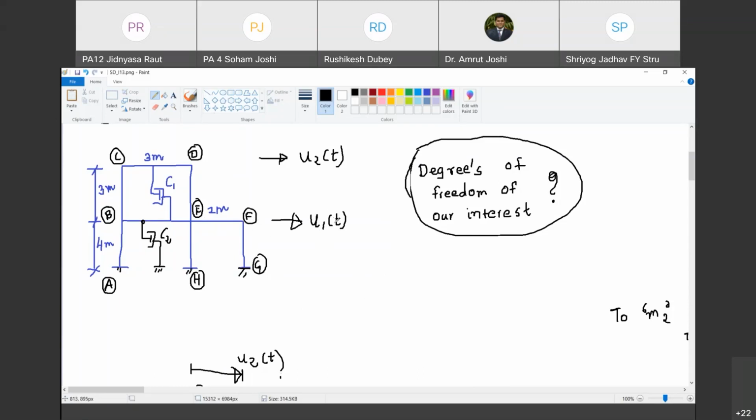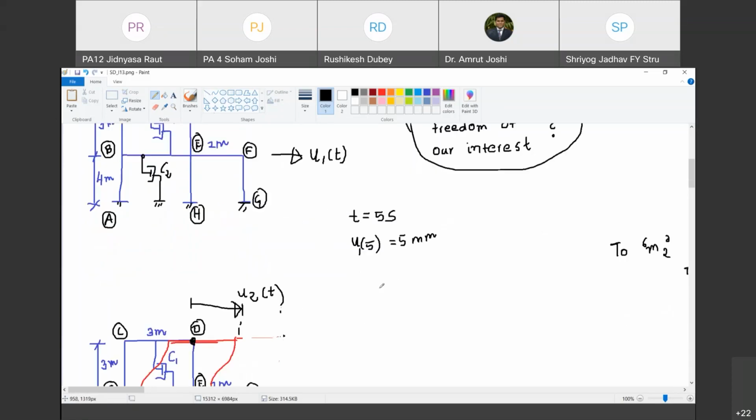For example, let us consider an example. Let us say u1 of t is 5 mm at a given instant of time, say at time t equal to 5 seconds. We say that u1 of 5 is 5 mm. Are you with me? Yes, sir. Then if I were to draw the deformed shape of column GF, it is going to be something like that, with this as 5 mm.